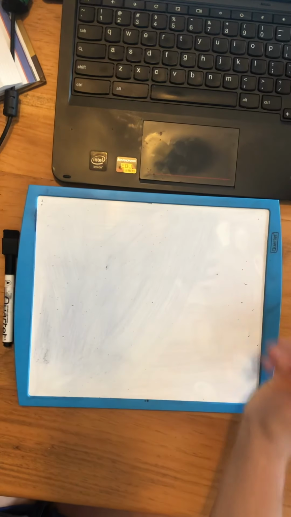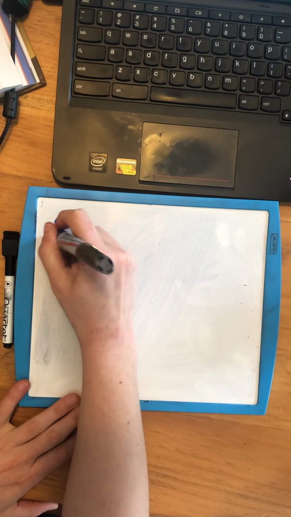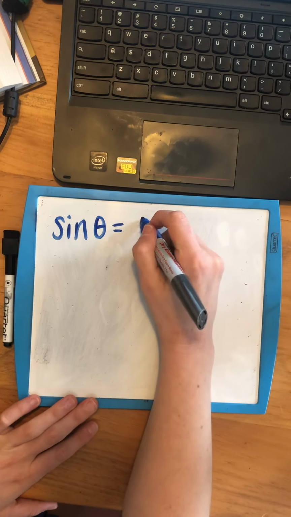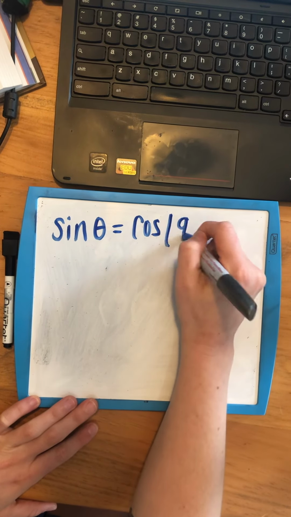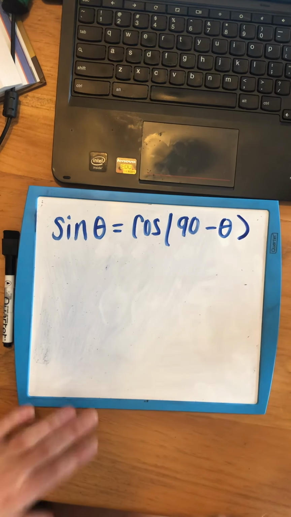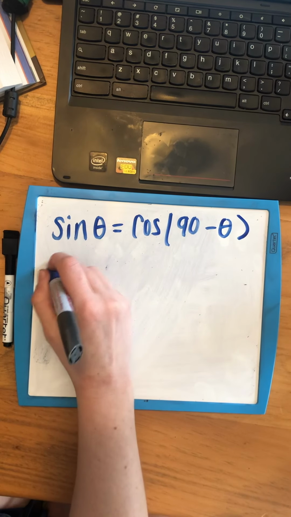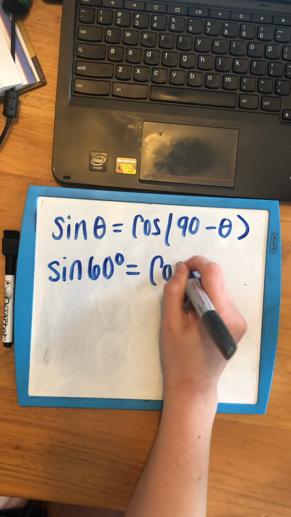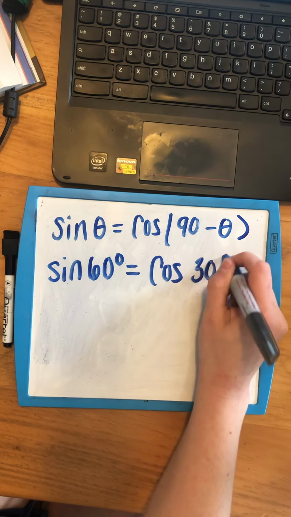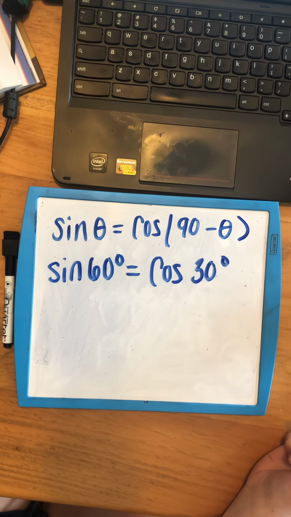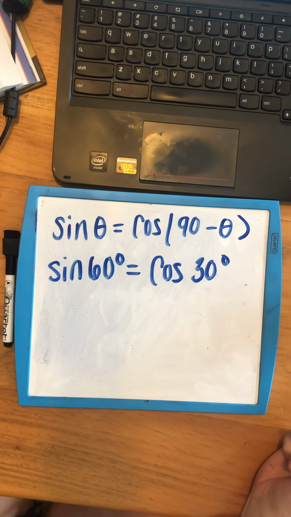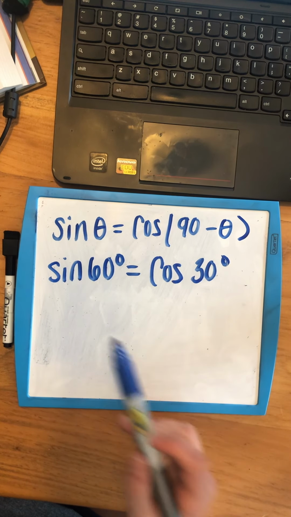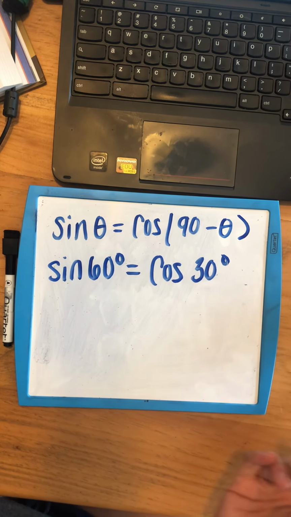is that if we have sine of some angle, it equals cosine of the complementary angle. So that's saying sine of 60 degrees is equal to cosine of 30 degrees. And we know that using our unit circle. We've seen that in the unit circle before because sine and cosine flip for 60 and 30 degrees.